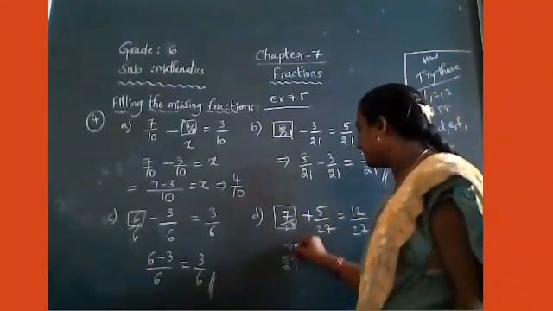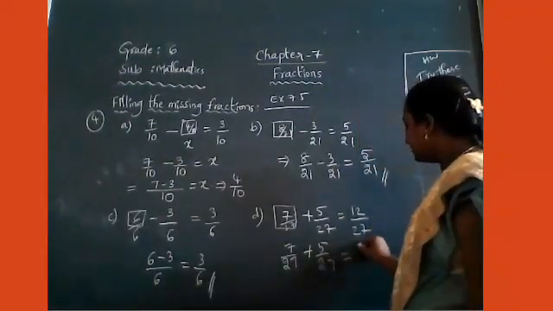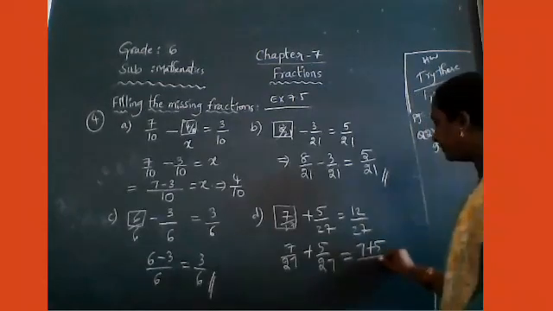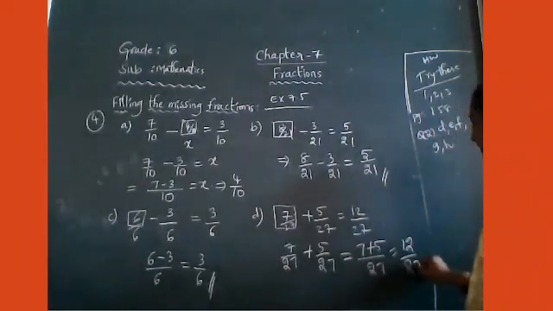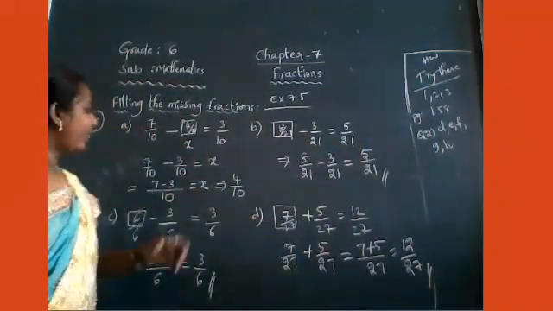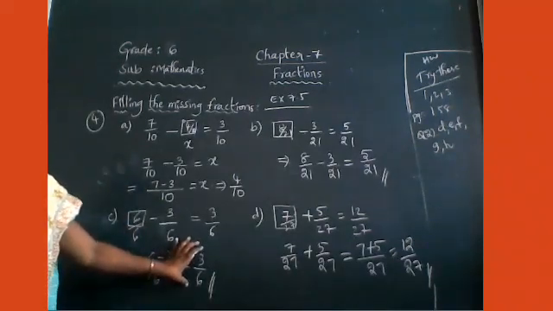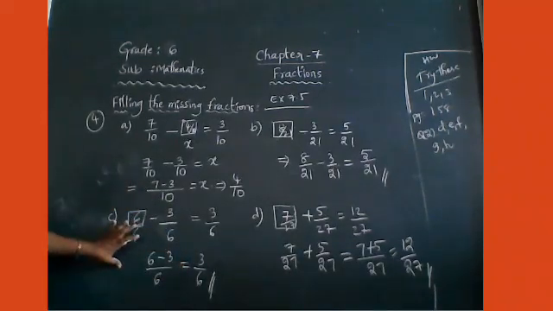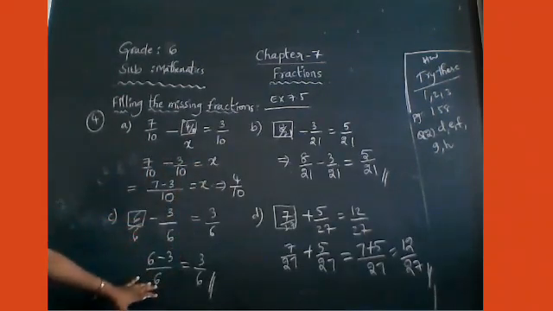So here 7 by 27 plus 5 by 27. Then 7 plus 5 by 27 is equal to 12 by 27. Right children? Is it clear? So you can do this method or directly you can do this one. Two methods I told you. Which method is easy for you? That method you follow. Right. Copy this one.